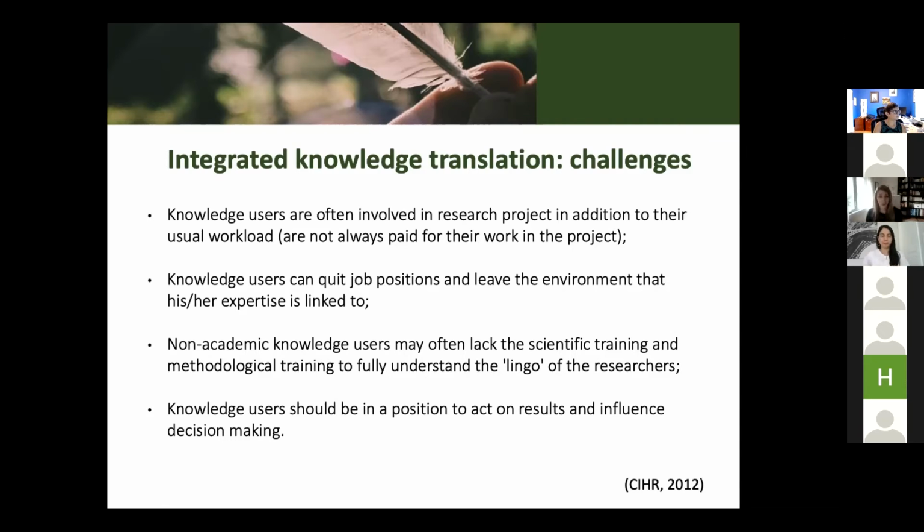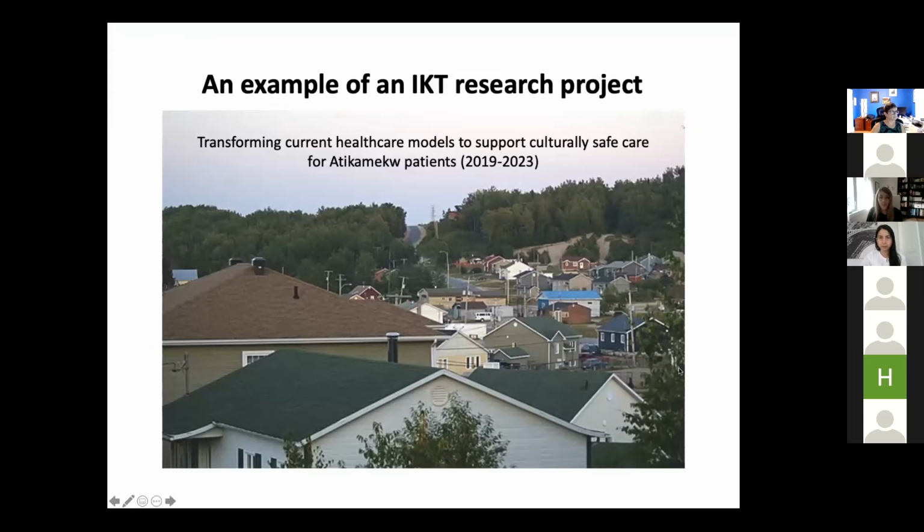Most of the time, knowledge users are from a non-academic world, so sometimes it may be hard to understand well the lingo of the researcher and all the scientific things such as methodology. So training is key, and also developing a common language is key. And knowledge users should be in a position to act on results and to influence decision-making in their environment. Otherwise, it's really frustrating for everyone involved in the project.